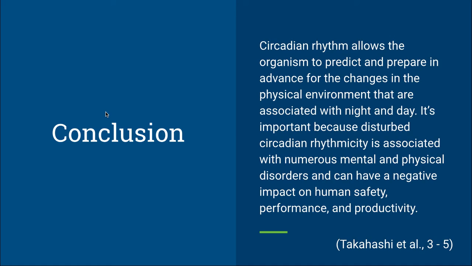And we finally come to the conclusion part. Circadian rhythm allows the organism to predict and prepare in advance for the changes in the physical environment that are associated with night and day. It's important because disturbed circadian rhythmicity is associated with numerous mental and physical disorders and can have a negative impact on human safety, performance, and productivity.